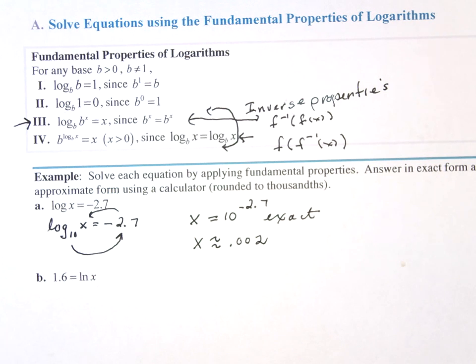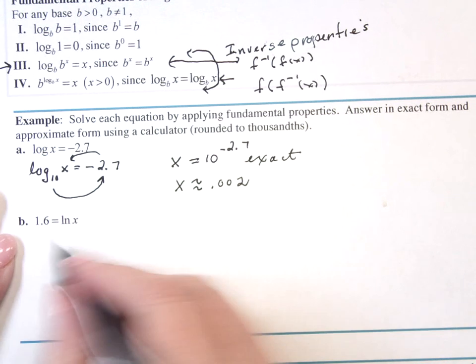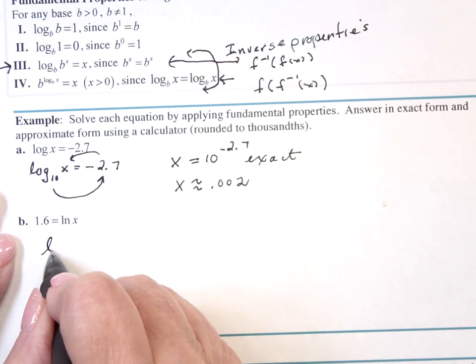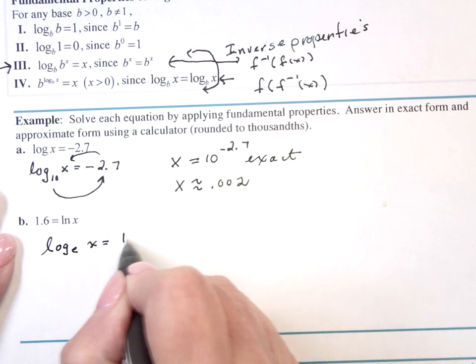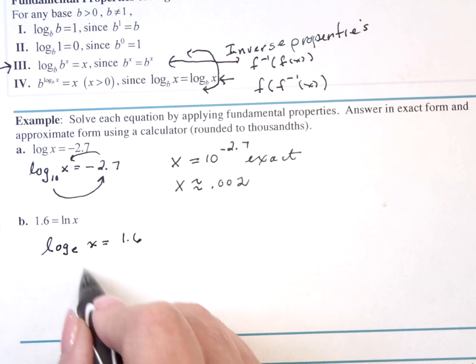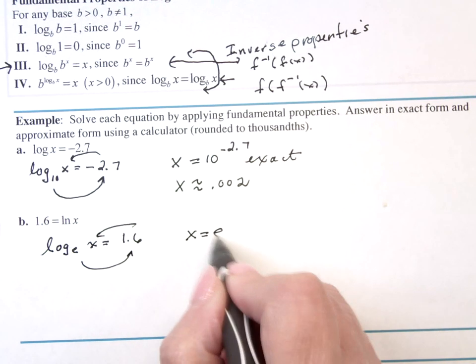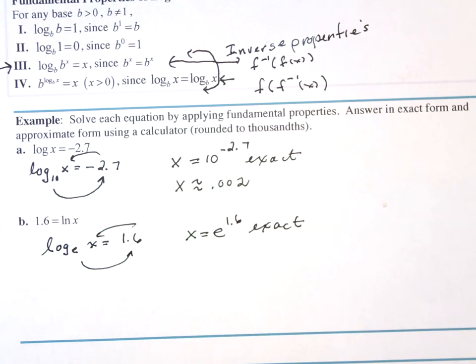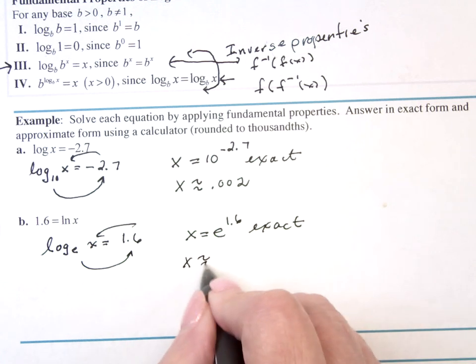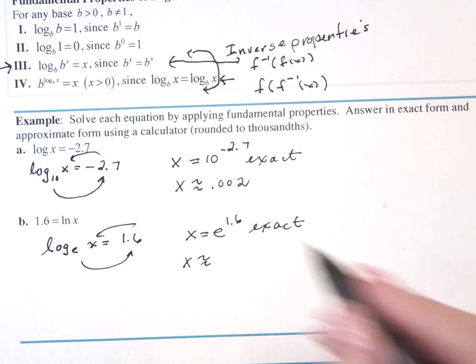Now, anytime I probably use my calculator is if I'm doing an application problem. I'd rewrite this one, quite honestly. Natural log is log base e of x is equal to 1.6. That says e to the 1.6 is equal to x. This again is exact. And if I use my handy dandy calculator, it's approximately 4.953.